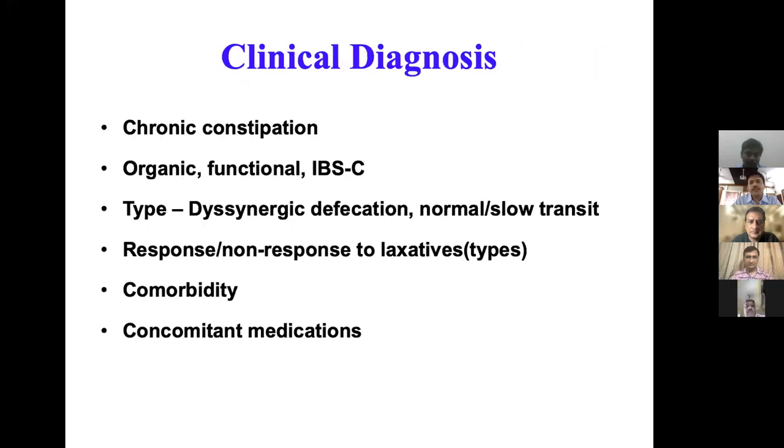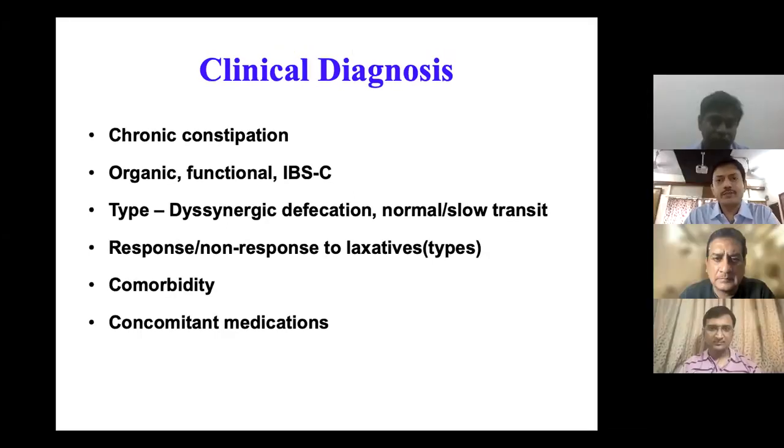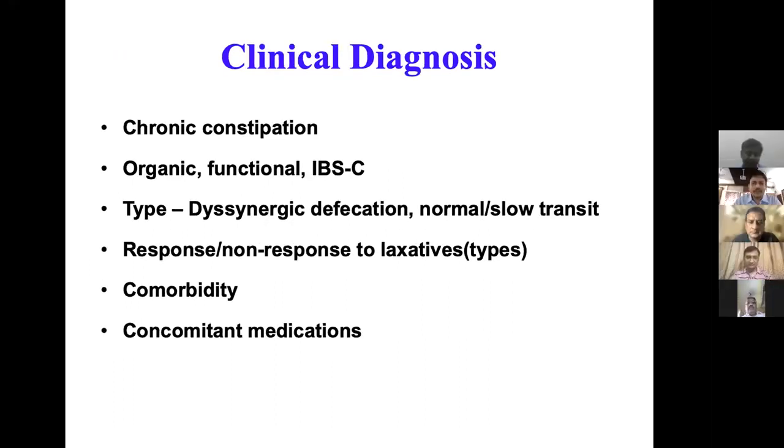So once you have all that, you have all the required inputs to decide what the current situation is. Is the constipation likely to be functional or organic? Based on your examination, is it likely to be dyssynergic defecation or a normal or slow transit constipation? How has the patient responded to laxatives? Does he have any comorbid illness? What other medications is he taking? These are the inputs you need at the end of history and examination to decide how to proceed further. In most cases, at this stage, you'll probably just have to move to therapy. You won't need to go for higher investigations.